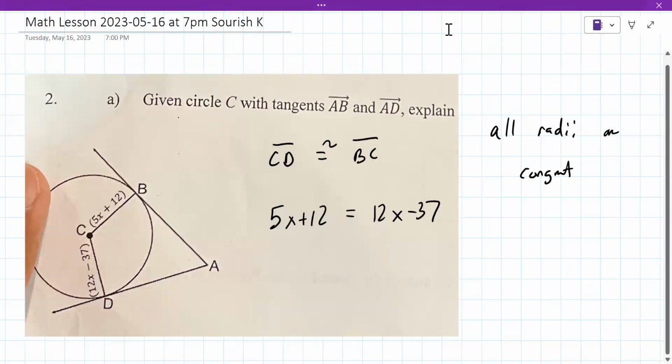Okay. So all radii are congruent. So I was trying to get you to solve this equation here: 5x plus 12 equals 12x minus 37. I was asking you which way to move 5x. Do you move 5x to the right, or the 12x down to the left?